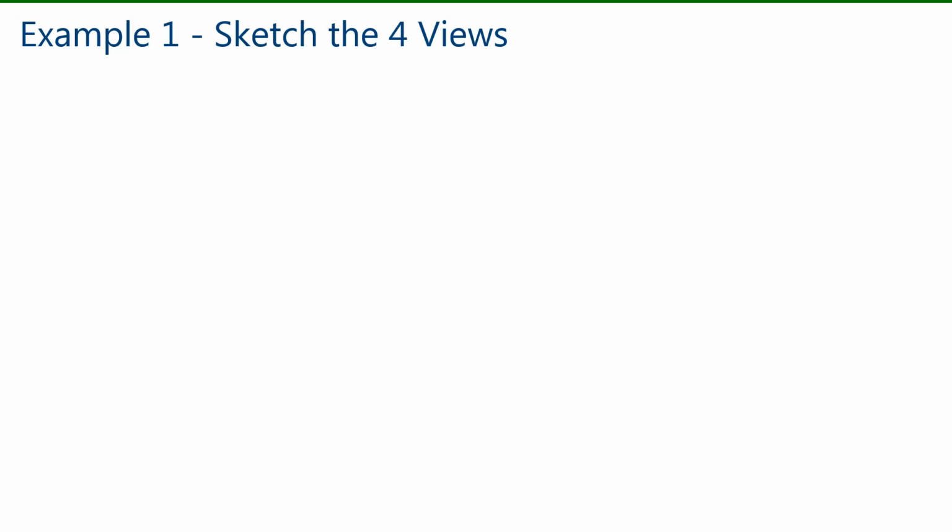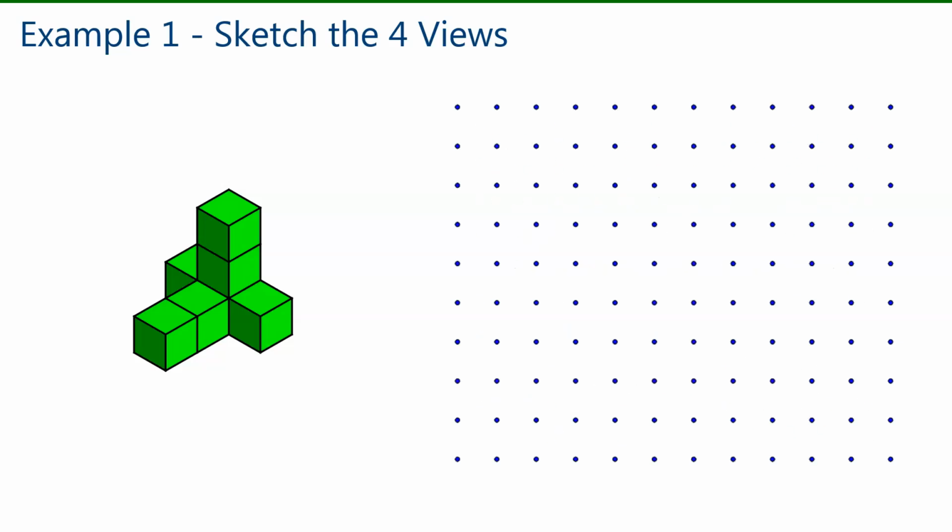In this video, we're going to continue with what we learned in the previous video, and we're going to do a couple of examples where we sketch the four views of a three-dimensional object. Example 1, sketch the four views of the following object on dot paper.